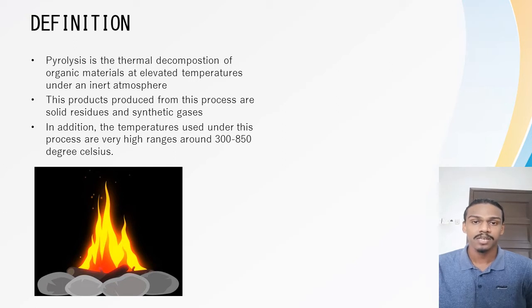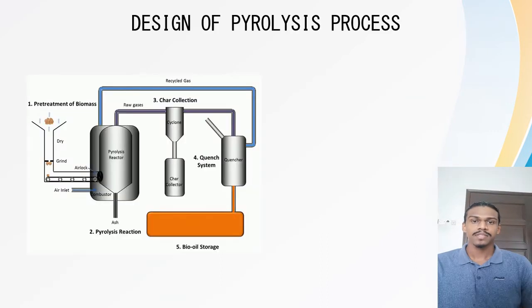In the aquaculture industry, the wastes produced can be collected and used in pyrolysis. The end products of pyrolysis are usually solid residues and synthetic gases. In this slide, I'll be talking about the design and steps of the processes in pyrolysis. The pyrolysis is designed to produce the solid residues first, followed by the oil, and finally synthetic gases, which are reusable.